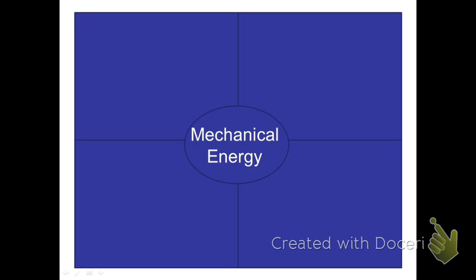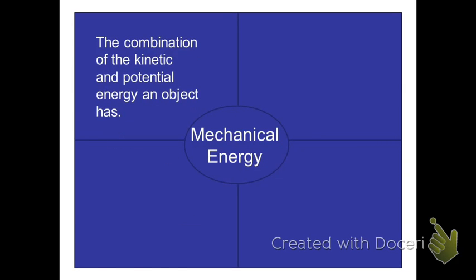Our next term, our last term, is mechanical energy. Go ahead, Derek. The number of times a machine multiplies the force. No, you gave me mechanical advantage. There's two mechanicals in the glossary. Here's your real definition up here. The combination of the kinetic plus potential energy an object has. The combination of kinetic plus potential.